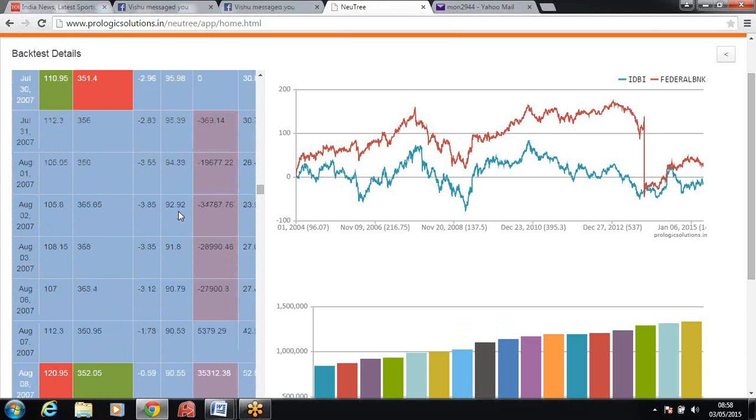There's again one more short trade here. You can see that in 2007 again, buy Federalbk, sell IDBI, 2.96, 95% excellent correlation. It gave you losses. It went to 3.85, 3.35, and then suddenly it fell down to 0.59, where your profit is. The background shows all losses here. But finally, it closed at 0.59. That gave you a profit of 35,000 in a span of 7 days.